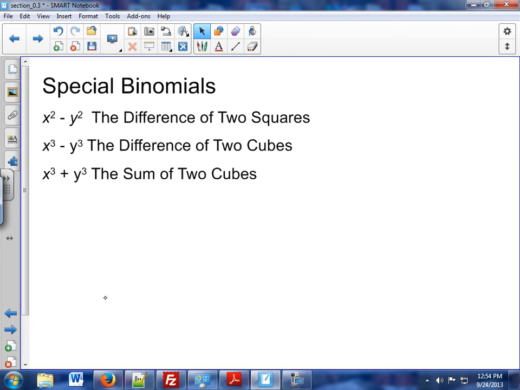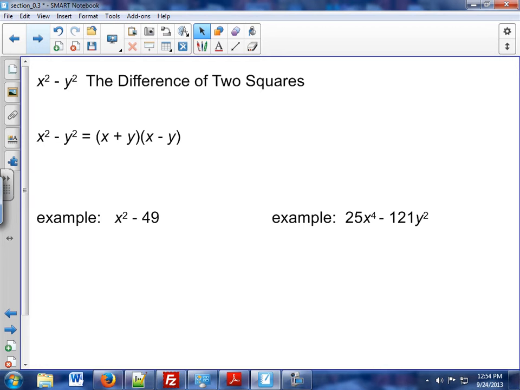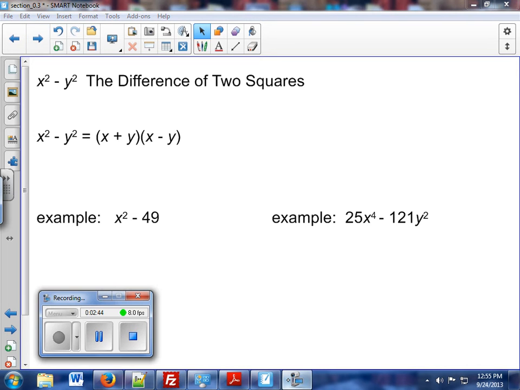Okay, here's special binomials. You know the top one. We're going to take each one of them separately. So x squared minus y squared, that's the difference of 2 squares. You haven't done these yet. These will be the 2 new ones. So difference of 2 squares. Remember, it has to have a minus. This has to be a perfect square. This has to be a perfect square. And then the signs are plus minus. So real quickly, just do the 2 examples.